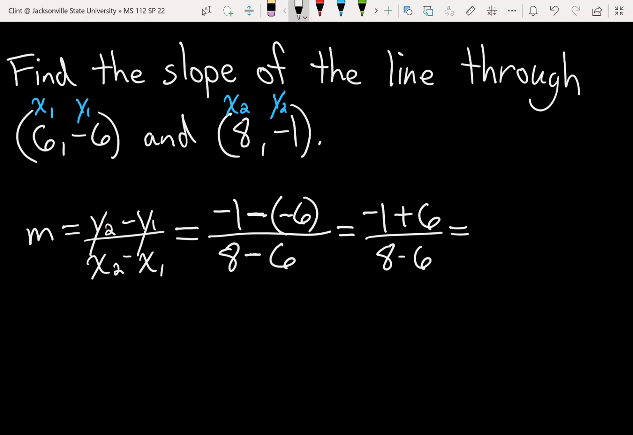What do we get there? Negative 1 plus 6 is 5. 8 minus 6 is 2. So there's our slope this time, 5 over 2.